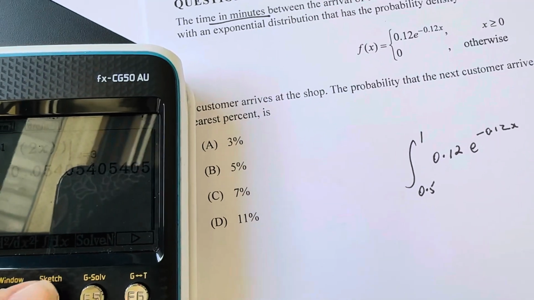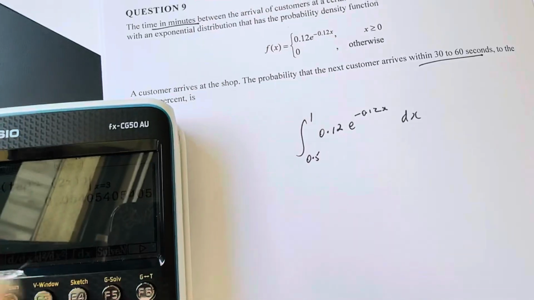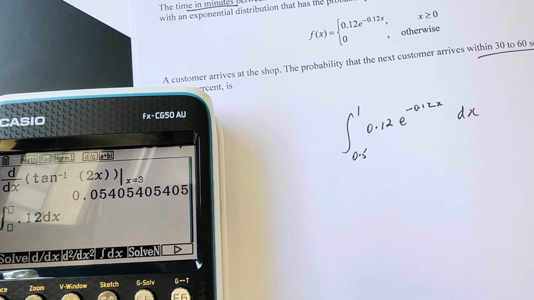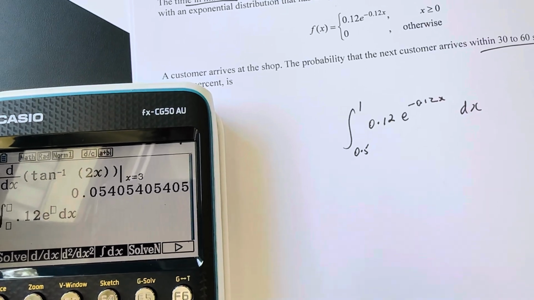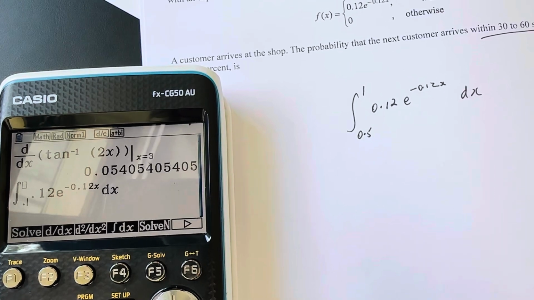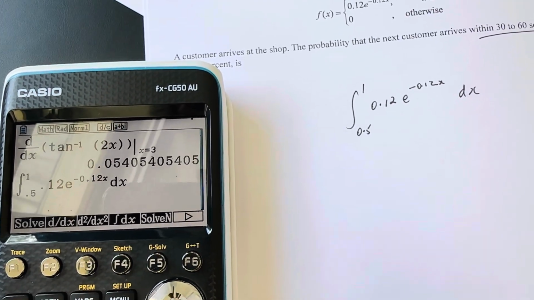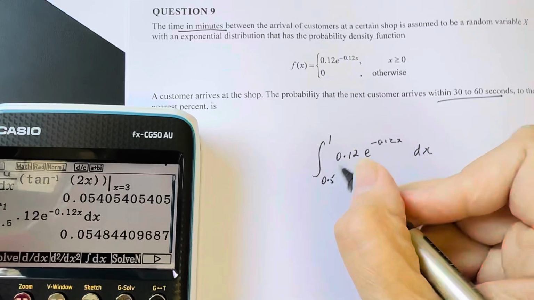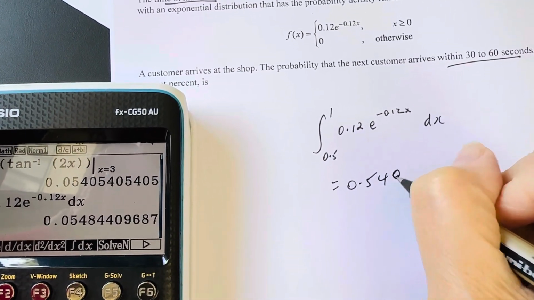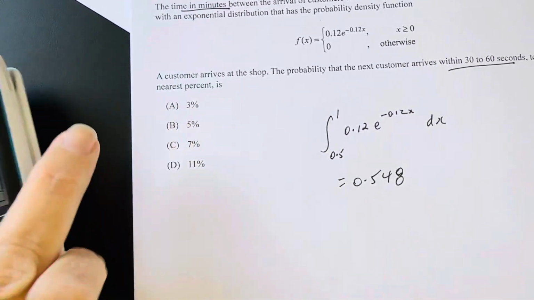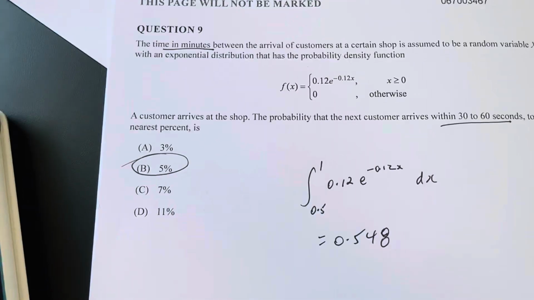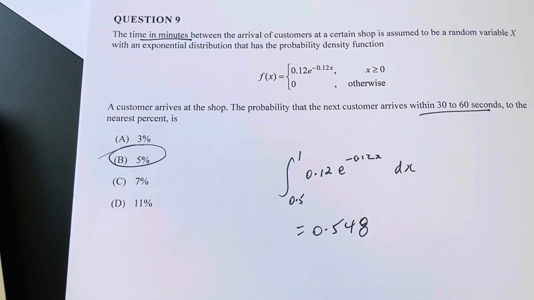So we're in options calc again. And we go the integral sign, and I go 0.12 shift e to the negative 0.12x, 0.5, 1, and it gives me 0.54548. Okay, so to the nearest percent, 5. B would be my answer.